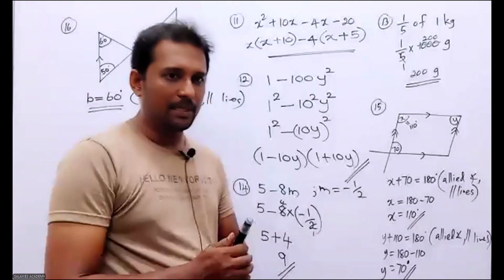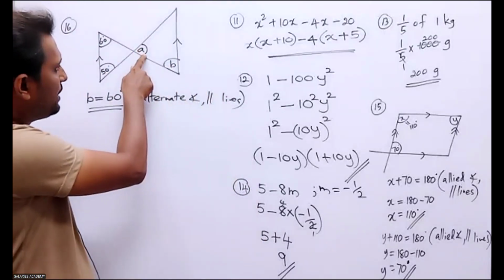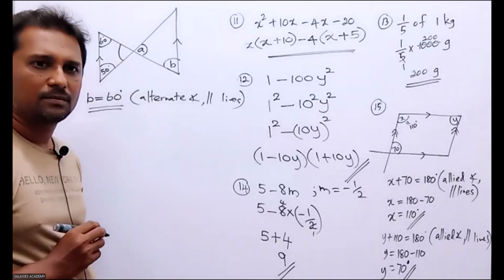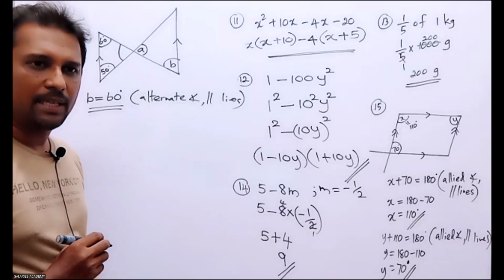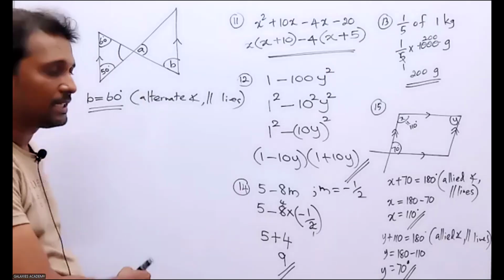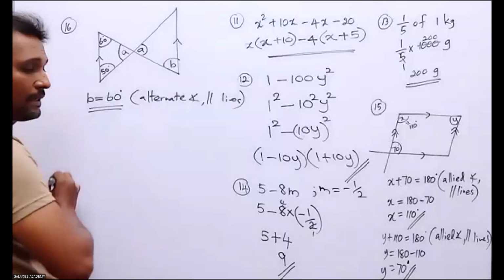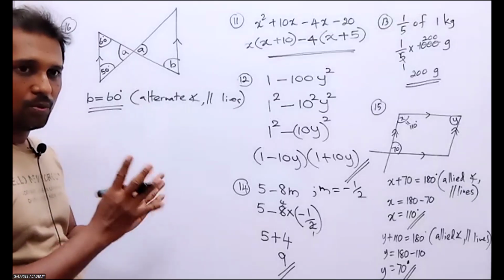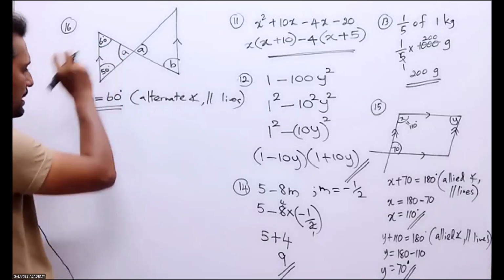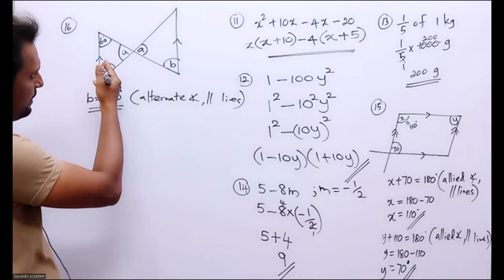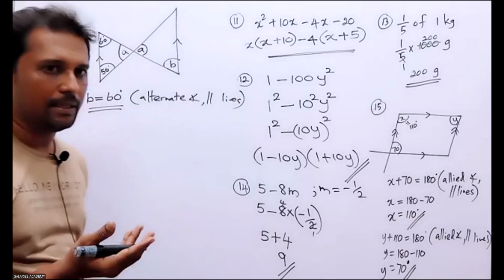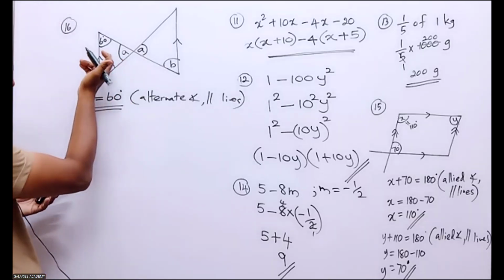Also, you can use another method. What is the other method? This one should be A. Why? X shape, vertically opposite angles. Vertically opposite angles, no? So I can write here A. Then you can see there are two triangles. This triangle has three interior angles A, 50 and 60. So I can apply the theorem, sum of interior angles of a triangle is 180 degrees, right? I can apply it to this triangle.